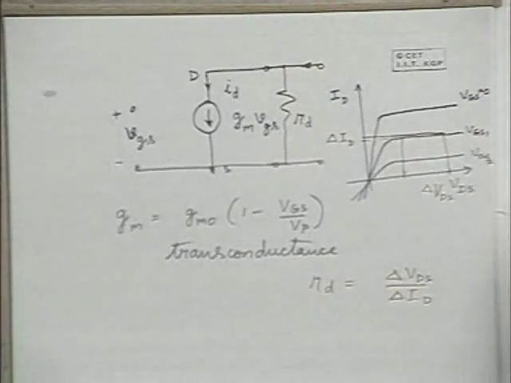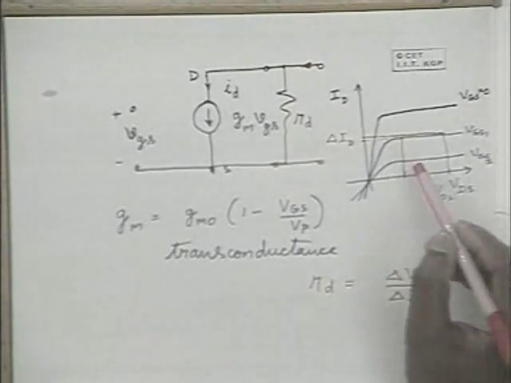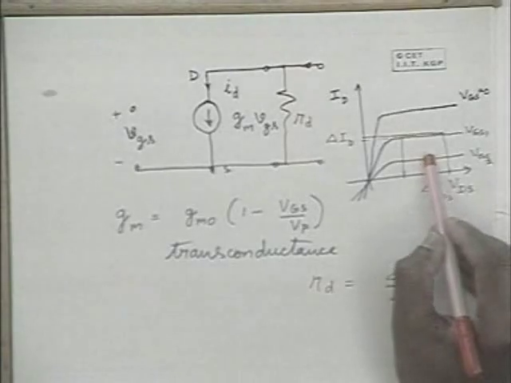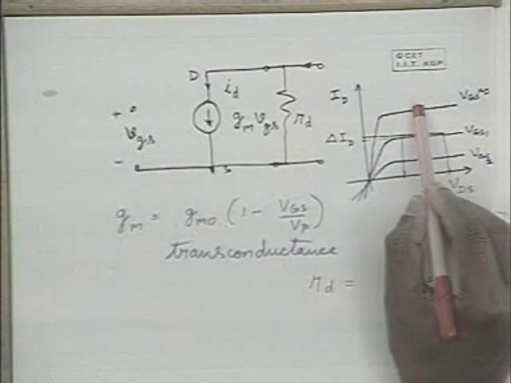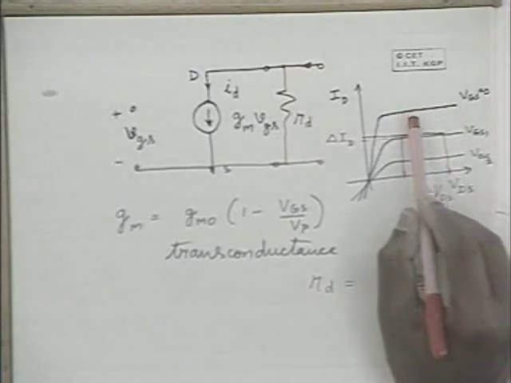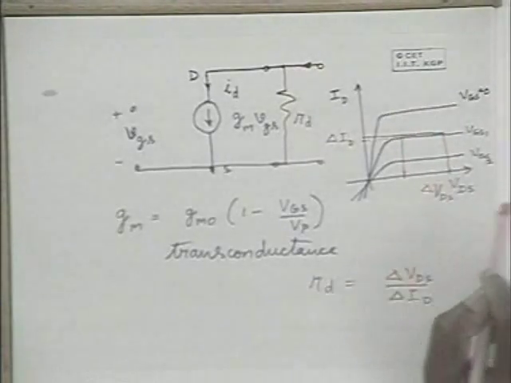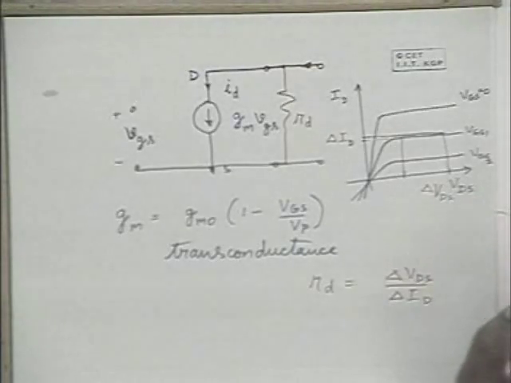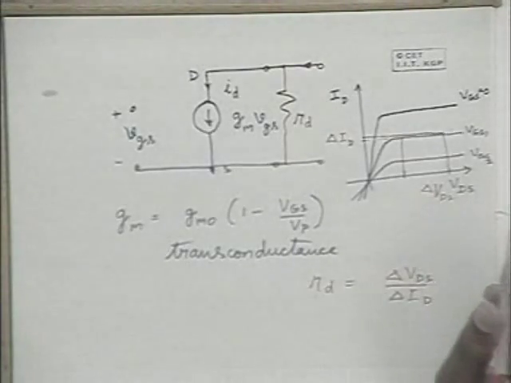And the value of RD is a few tens of kilo ohms to a few hundreds of kilo ohms. It depends on where the operating point is. If the operating point is here, RD is very large, and if the operating point is here at small VGS, then RD is small. So it ranges between tens of kilo ohms to hundreds of kilo ohms.